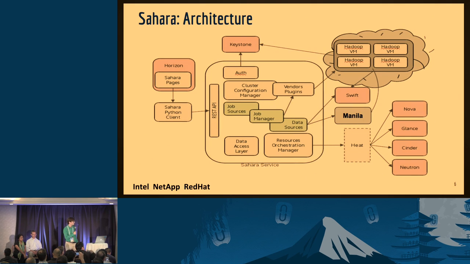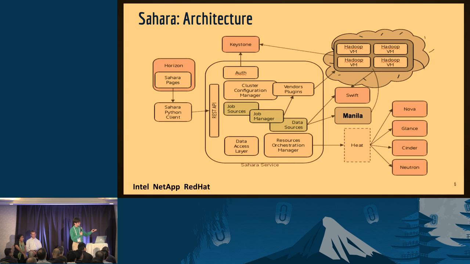And our architecture is fundamentally very similar to most OpenStack as-a-service services. First we have a cluster configuration manager, which reaches through our vendor plugins, whether those are native, upstream, vanilla, Spark or Hadoop, Hortonworks, Cloudera, et cetera. It reaches out to Heat to provision resources to build your cluster. Then we use those vendor plugins to configure the cluster together, make it work.